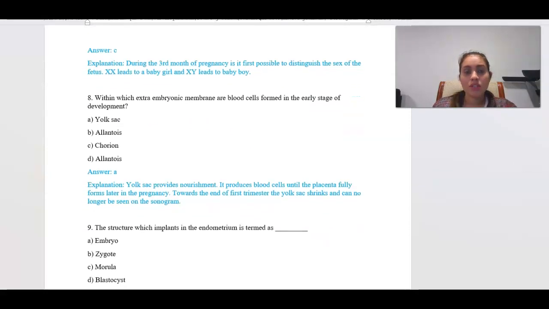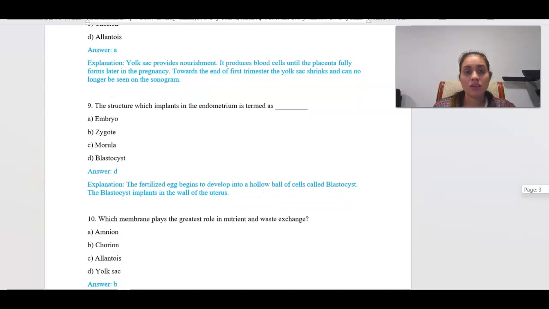The eighth question, within which extra-embryonic membrane are blood cells formed in early stage of development? The answer is yolk sac. It provides nourishment. It produces blood cells until the placenta fully forms later in pregnancy. And towards the end of the first trimester, the yolk sac shrinks and can no longer be seen in the sonogram. The ninth question is, the structure which implants in the endometrium is termed as the blastocyst.